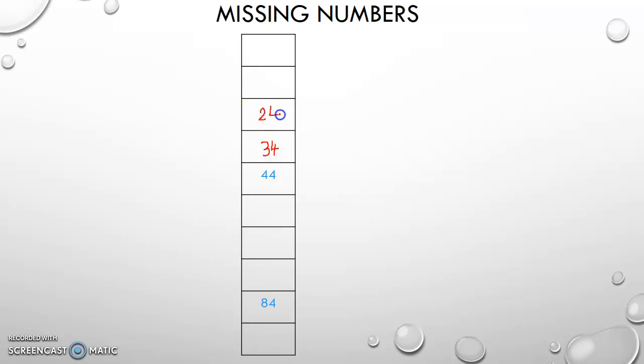2 tens and 4 ones, 24. 1 ten and 4 ones, 14. Here we have 4 ones. Coming to this, it increases by 10. 5 tens and 4 ones, 54. 6 tens and 4 ones, 64. 7 tens and 4 ones, 74. 8 tens and 4 ones, 84. 9 tens and 4 ones, 94. So this is how we find values in a column.